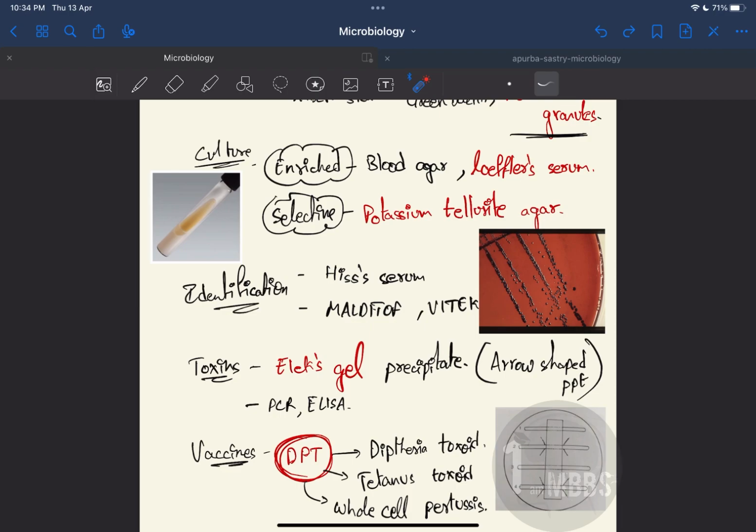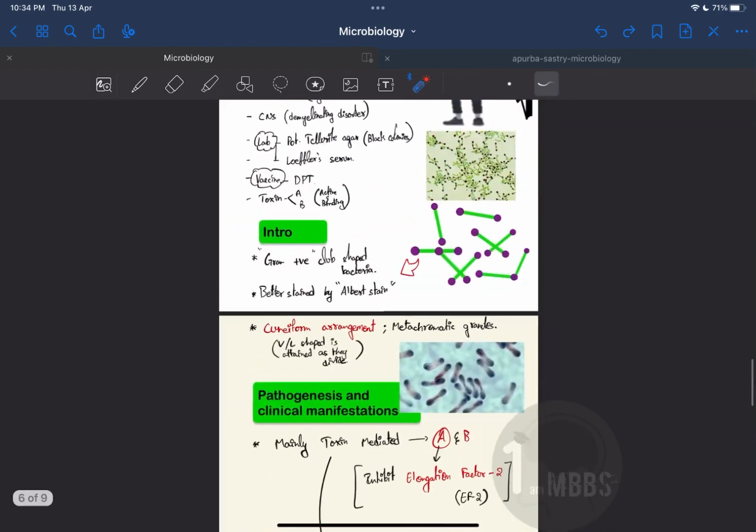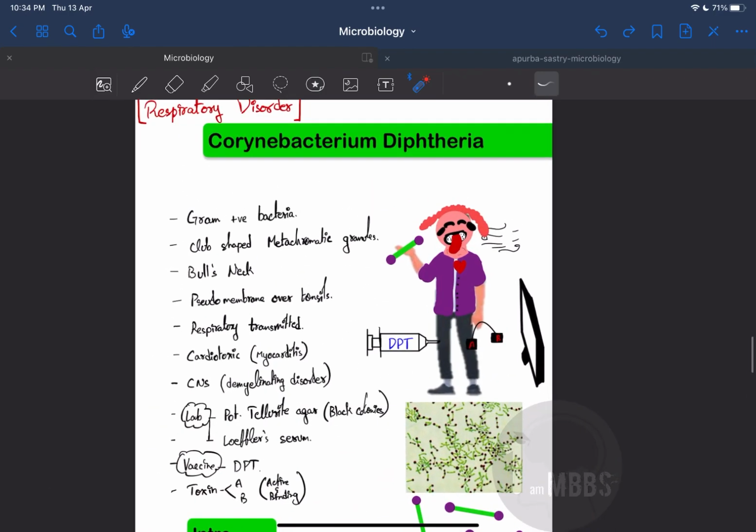Identification: for most bacteria you have MALDI-TOF and VITEK, which are the automated identification methods for almost all bacteria. Then we have the toxin test, the Elek's gel precipitation. I forgot to tell you, I have even added this in the diagram.